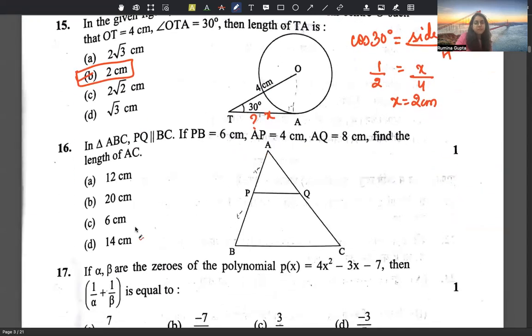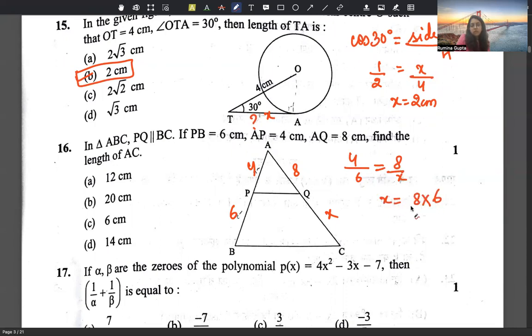Question number 16. It was again a simple question. So in triangle ABC, PQ is parallel to BC. PB is 6, AP is 4, AQ is 8. Find the length of AC. And let your QC be X. Beta, first of all apply BPT. So 4 upon 6 is equal to 8 upon X. Simplify it quickly. So X equals 8 into 6 upon 4. Cancel 2. So X is your 12.